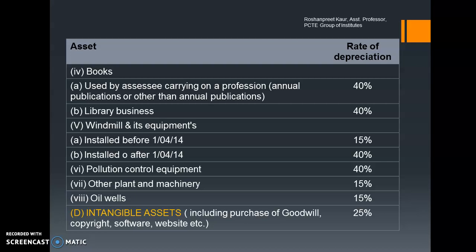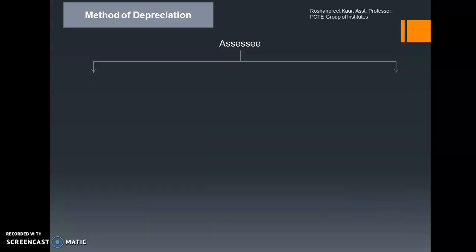So I have discussed all the tangible assets. And talking of intangible assets, whether it is goodwill, patent, trademark, copyright, software, websites, anything, it has a rate of 25% as depreciation to be charged. You need to remember these rates.